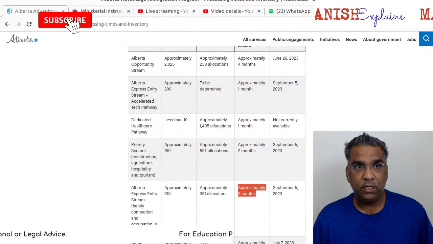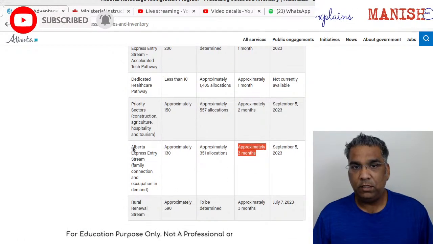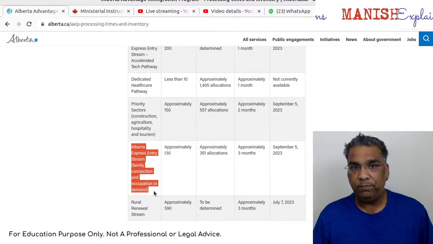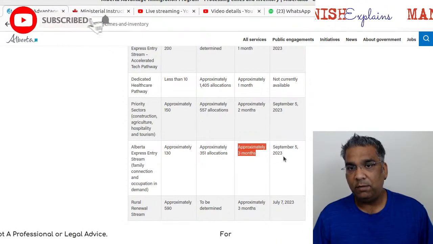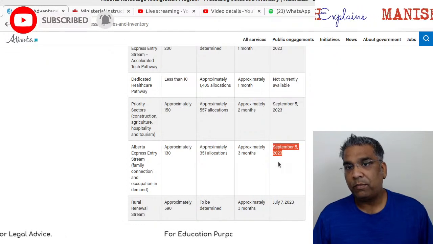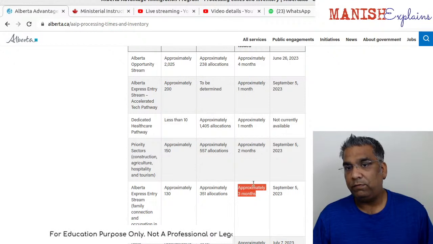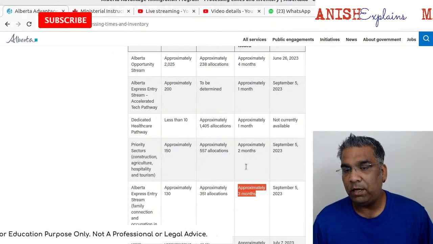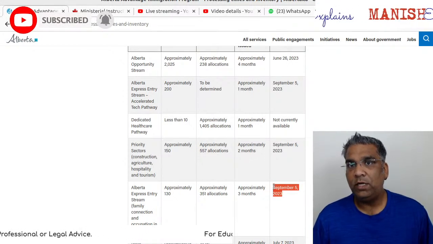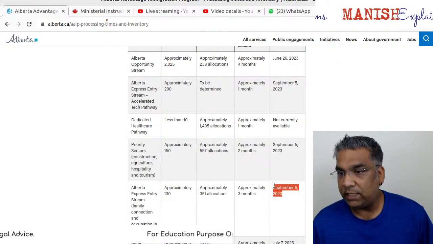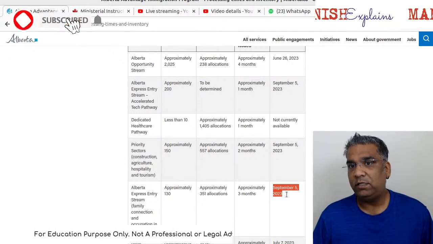So if you see here, Alberta Express Entry Stream, Family Connection, Occupation in Demand, it has a processing time of 3 months, and they are processing applications from the 5th of September. So maybe they have just picked up your application. You said you applied on 22nd, 23rd of June, so they have picked up your application and it's still processing.